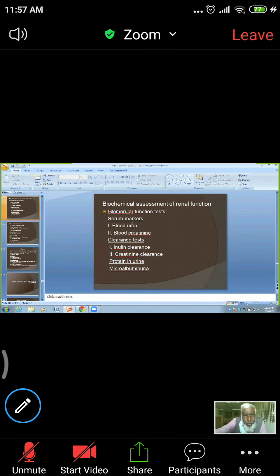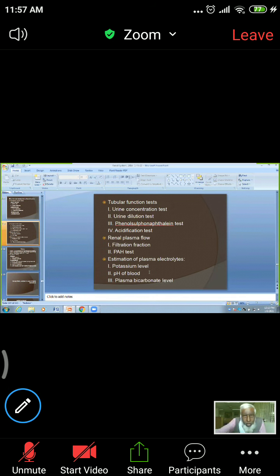Glomerular function we can assess by estimating blood urea and blood creatinine. Blood means plasma: plasma urea, plasma creatinine. Clearance tests: inulin clearance test, creatinine clearance test, and protein in urine, that is microalbuminuria, proteinuria and albuminuria. Okay.